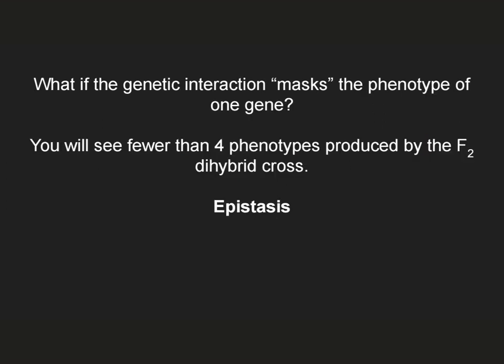But there are other interactions we can see between genes too, such as what if one gene was able to mask the phenotype of another one? And what would happen is that we would see fewer than 4 phenotypes produced in that F2 cross. And this is something that we call epistasis. The etymology of the word epistasis, epi meaning kind of on top, like epidermis, and stasis meaning to stop or hold. So you can think of one gene as on top of stopping the action of another gene.